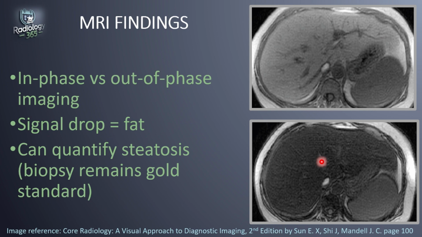So in this image, we see an in and out of phase image which demonstrates diffuse signal loss of the liver parenchyma on the out of phase image when compared to the in phase image. When water protons and fat protons are present in the same MR voxel, the fat and water signals are summed in the in phase image and they are cancelled out or subtracted in the out of phase images, leading to a decrease in signal intensity.